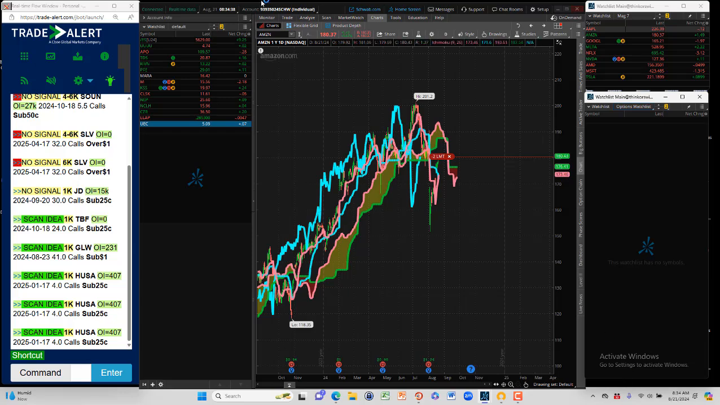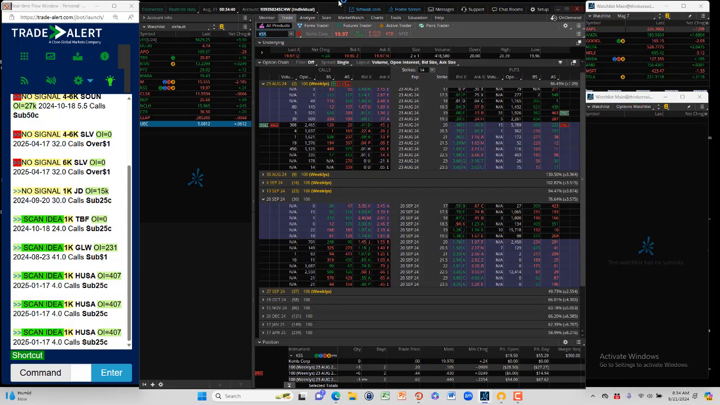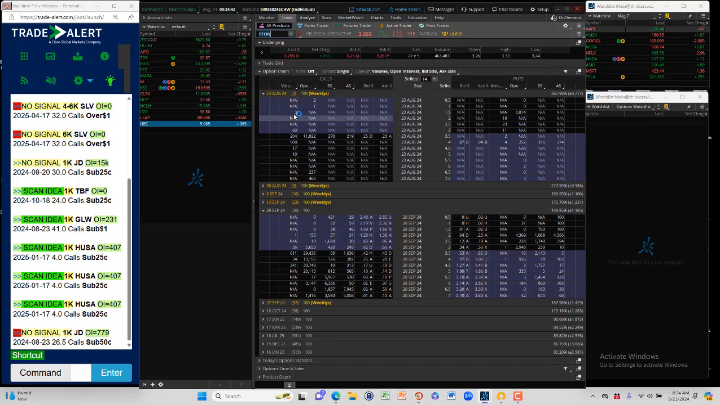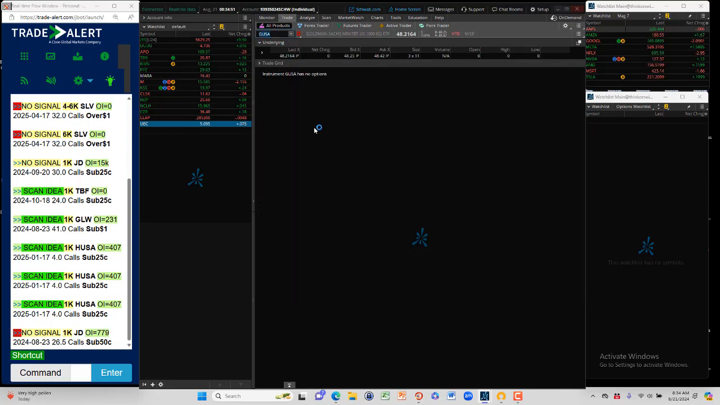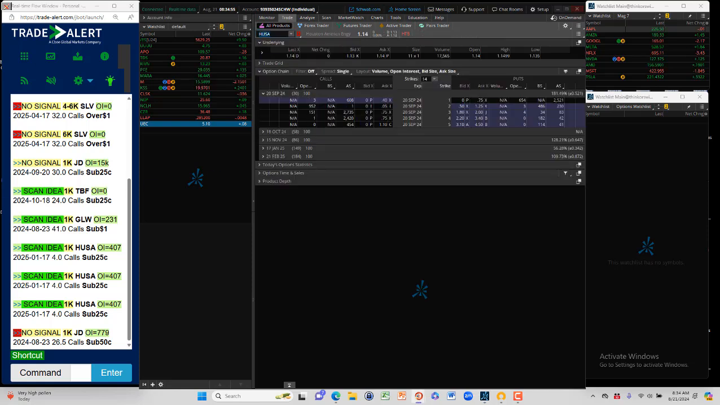Bought a lot of Peloton calls yesterday. So PTON. I have to look at that. HUSA, 117 calls trading here. We see something hitting penny spike here, guys. Robinhood this week 19 puts trading, guys. I'm not going to take these.